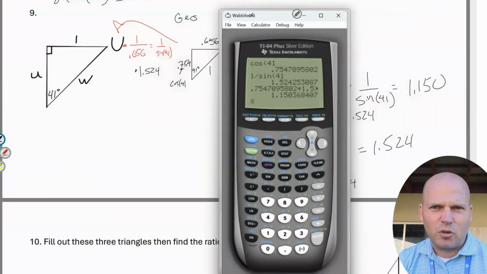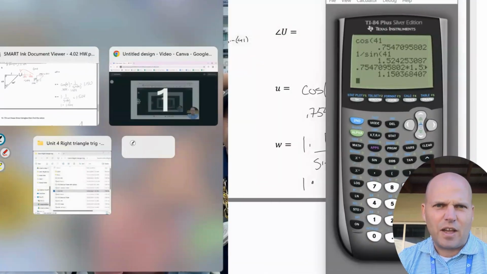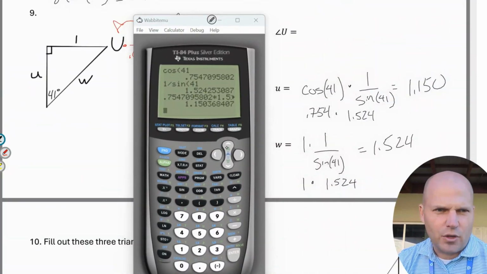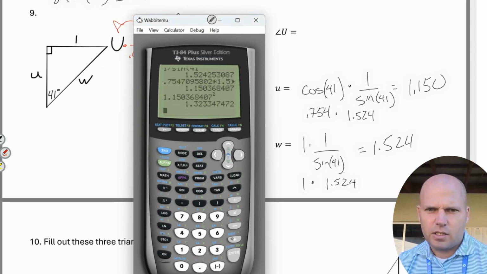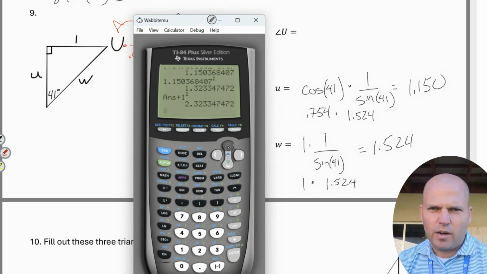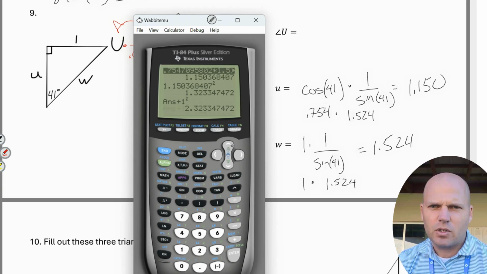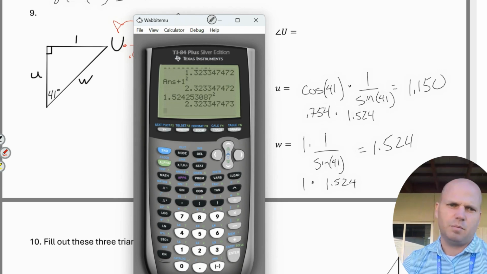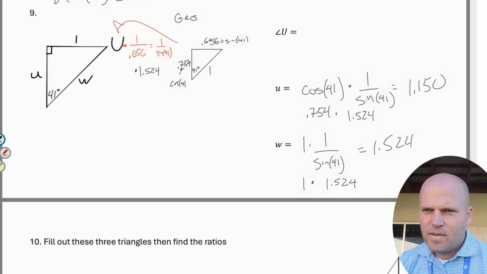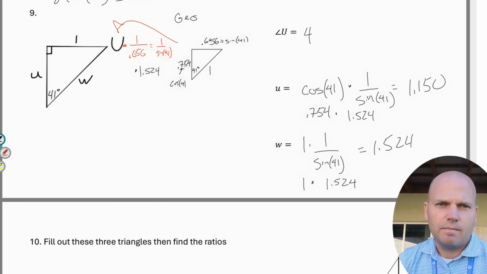Okay, so do we like this? Does it feel right? Are you sure? Use the Pythagorean theorem. 1.150 squared plus 1 squared equals 1.524 squared. So this is U squared plus 1 squared equals W squared. 1.524 squared. It's beautiful. This is 41. This has to be 49.